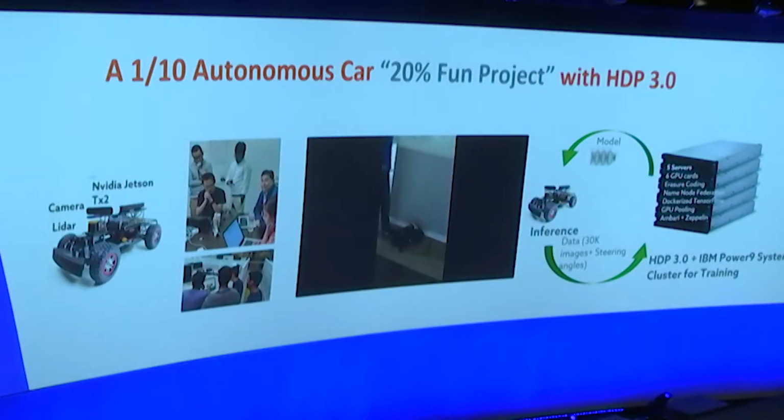So it's a 5-node HTTP3 cluster with GPU, 6 GPU cards, using HTTP3 technologies. So we start taking data. The data includes frames, all the pictures. It also has a steering angle. So we took the data, about 30,000 images, and put it on the HTTP3 cluster.